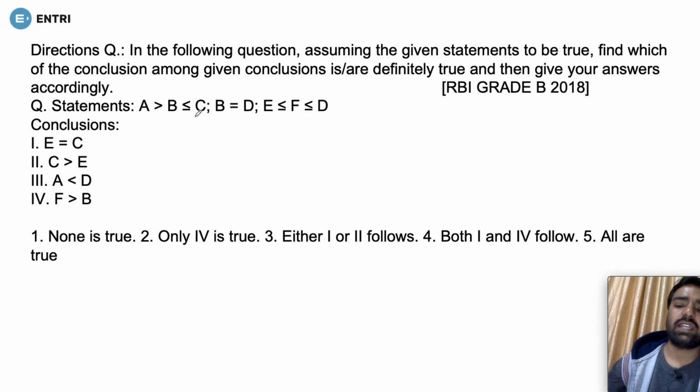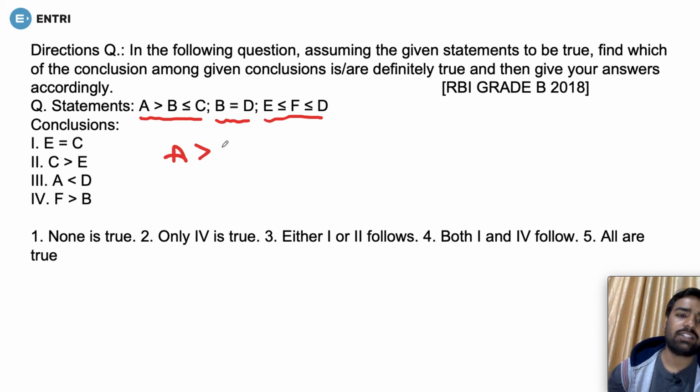Fine. So what they have given, they have told that A is greater than B, B is less than or equal to C. Another thing is that B is equal to D. Then they have told that E is less than or equal to F is less than or equal to D. Now, from these statements, we are clear with one thing, that A is surely greater than C, isn't it? This statement is telling us that A is greater than C.